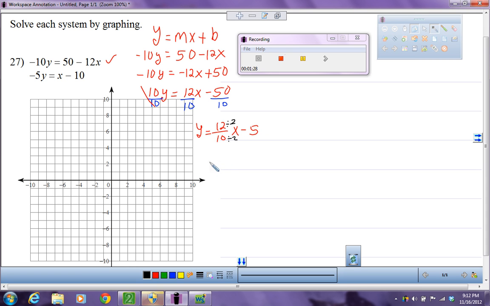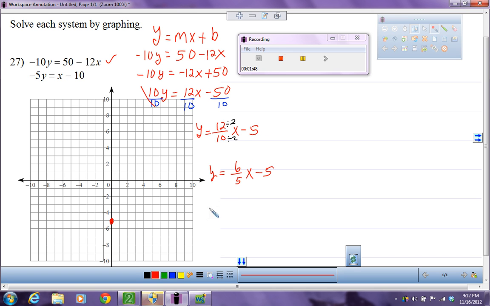That gives you what? Y equals 6 over 5x minus 5. Can I reduce it any further? Well, no, that's pretty much it right there. So now we have our starting point, which is negative 5.